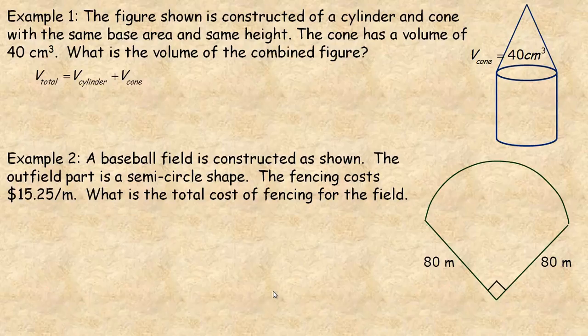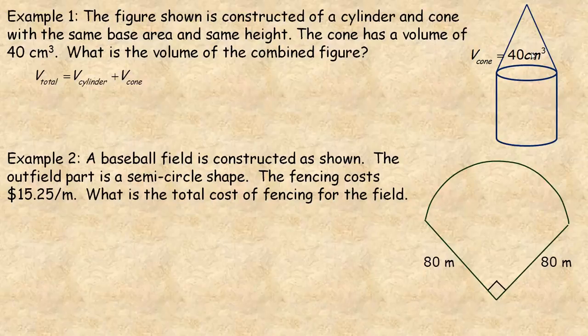So on to page 3, and the first of a few examples. I think there's 5 altogether here. In this figure shown over here at the right, we've got this cylinder and a cone, and the area of the bottom of the cone is the same as the area at the end of the cylinder. We're told that they have the same base area and the same height, and we're asked what the volume of the combined figure would be.